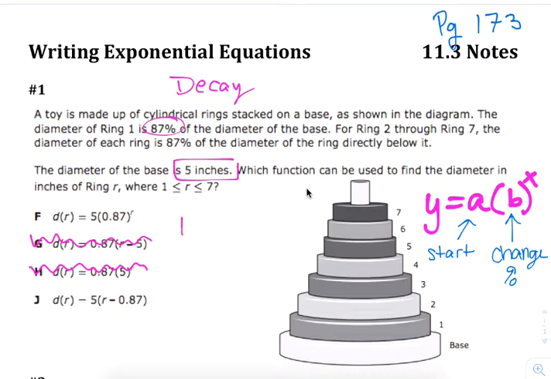Let's think about it this way. We have 100%. That's one whole. So 87%, how would we change that to a number less than 1? Well, we would move our decimal twice, and we would make it 0.87. So we are not subtracting that from R. We're making it exponential. So we're multiplying 0.87 over and over and over and over. 0.87 is my change. That's my multiplicative rate. Therefore, my answer is F. Okay? Take a second, write down anything you need. We're going to go to problem 2.